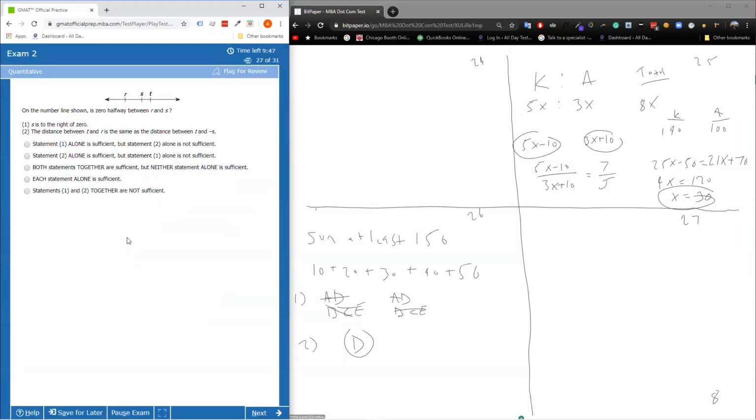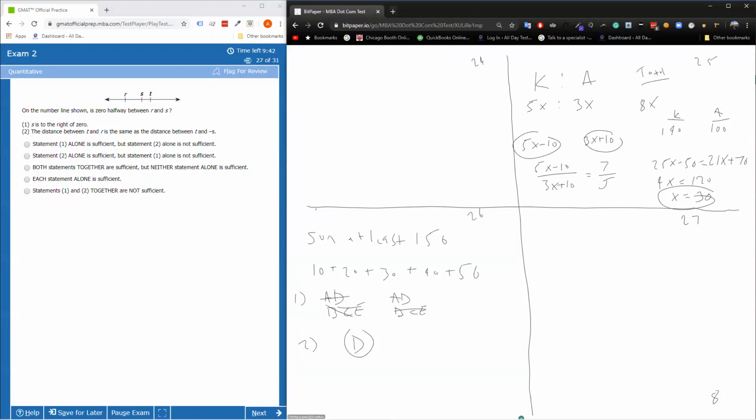On the number line shown, is 0 halfway between R and S? So is 0 here? S is to the right of 0. We don't know anything about distances, so that's not sufficient.